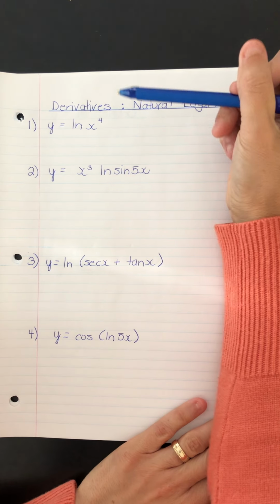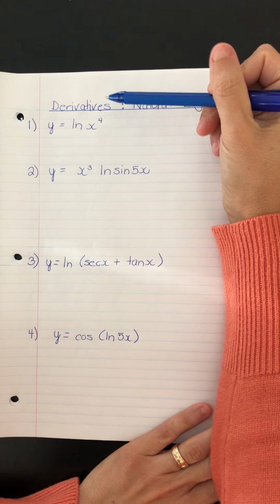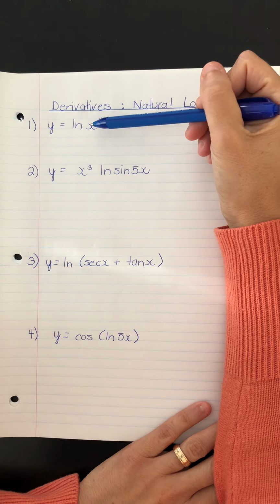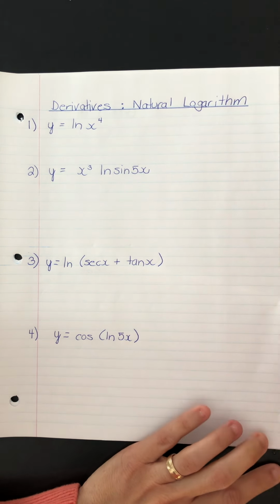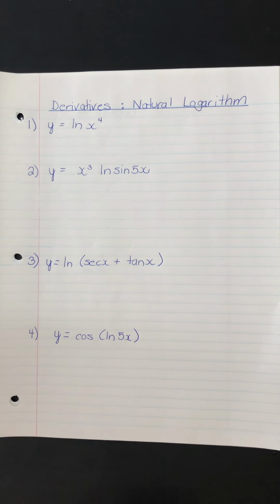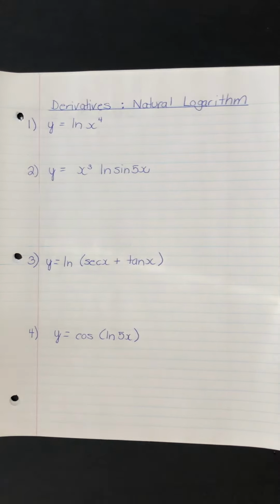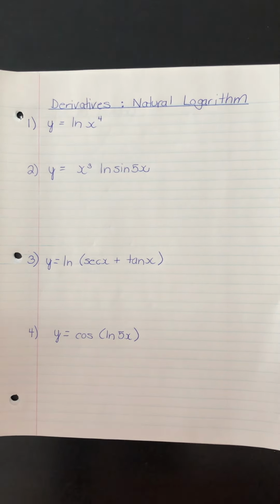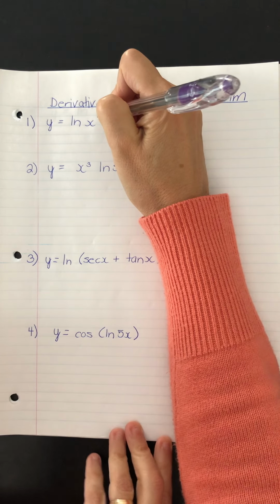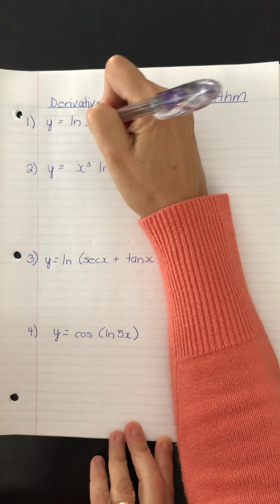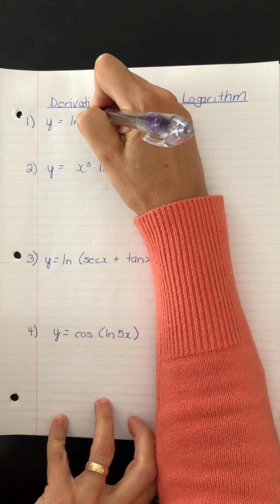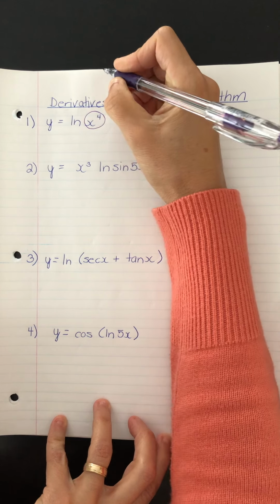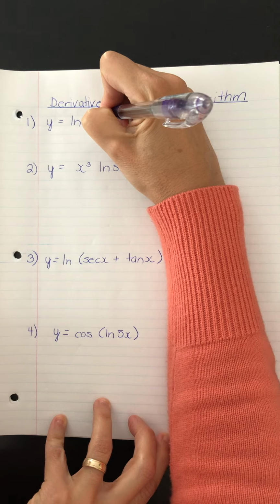Okay, so here's the first example. We have the ln of x to the power of 4. Okay, just give me 1 second. I'm going to get another colored pen. Okay, so the first thing to note is that the exponent here of 4 is only on the x. Okay, so this means that right now we have the ln of little u.